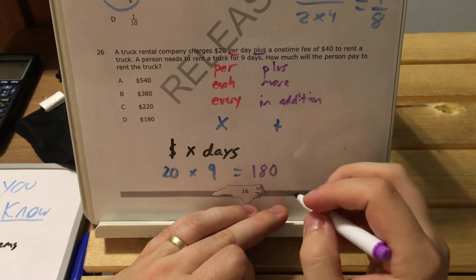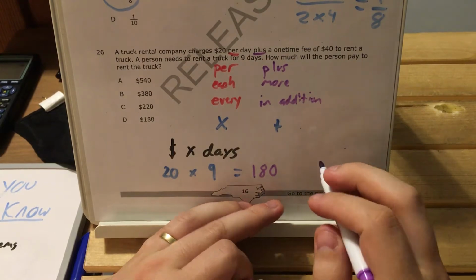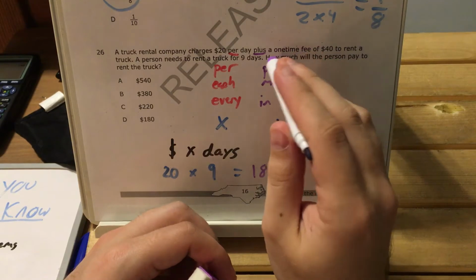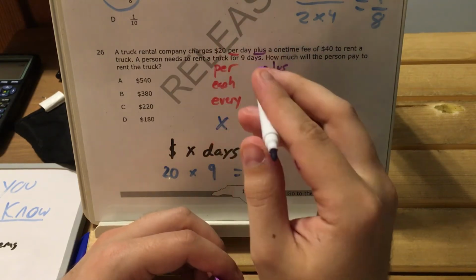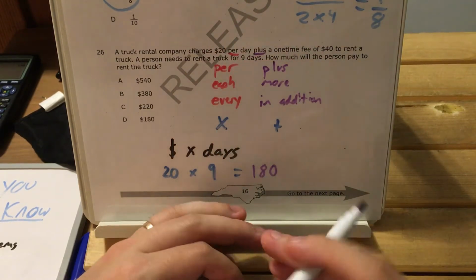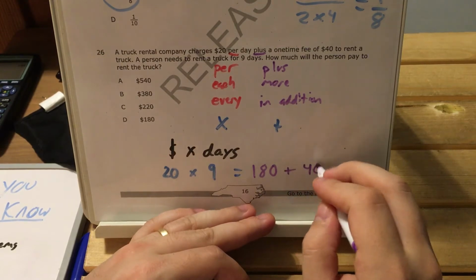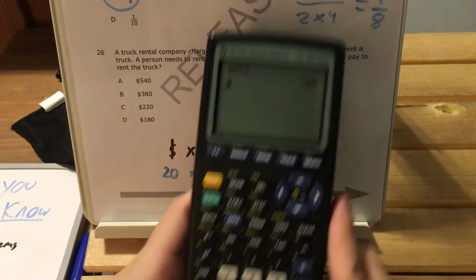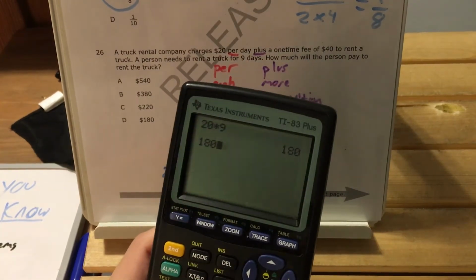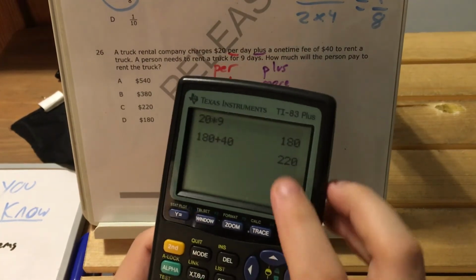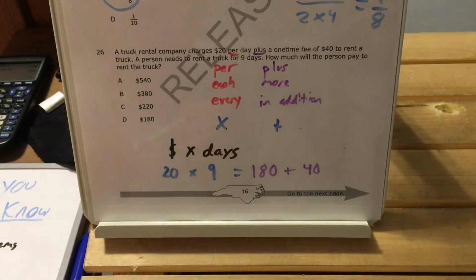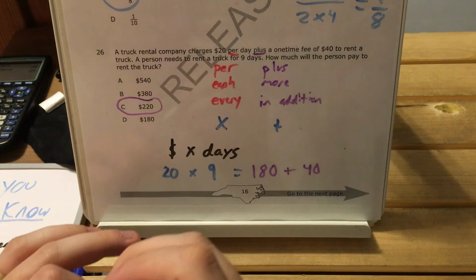We need to take our 180, and we need to add, because this one-time fee doesn't have to do with the day, or with the $20 or the 9 days or anything. 180 plus 40. Since I have my calculator, I'm going to use it. 180 plus 40. That gives me 220, which thankfully matches our answer choice C. So there we go. C is our answer.